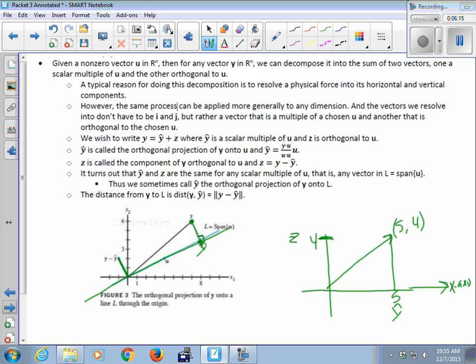So we have a formula. This calculates y hat, which is the orthogonal projection of y onto u. Sometimes we say it's the orthogonal projection of y onto L, because it's actually a line in the direction of u. We call L that whole line, the span of u. z you always calculate by just doing y minus y hat. And if you wanted to know the distance from y to L, and this is what's going to be key later on in the section, how far apart y and y hat are is just the length of y minus y hat.